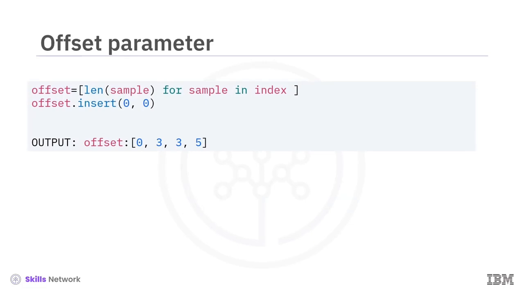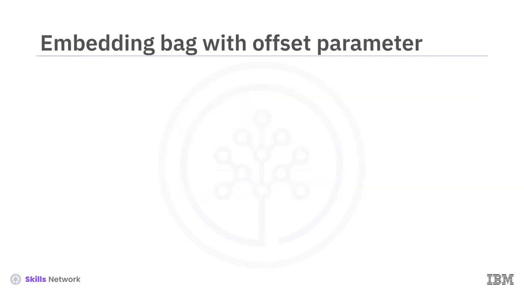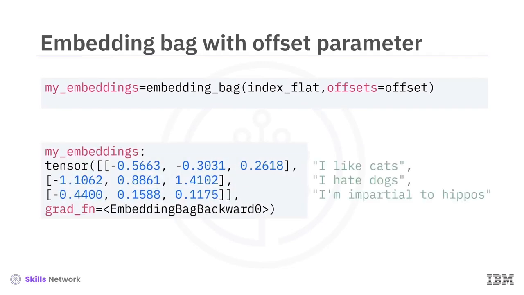You can count the tokens in each sample. This step helps in pinpointing the initial position. Using the cumulative sum method, you can accumulate the lengths, thereby determining the starting position of each sequence. You use the embedding bag function along with the offset parameter as with the index tensor. The result is the embedding bag. For each individual document, you have the average of its word embeddings.